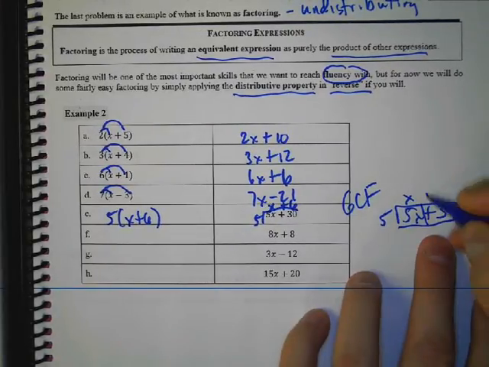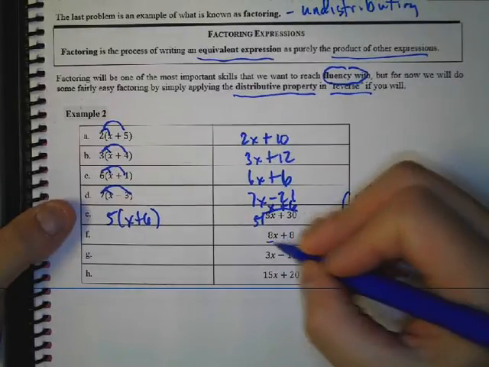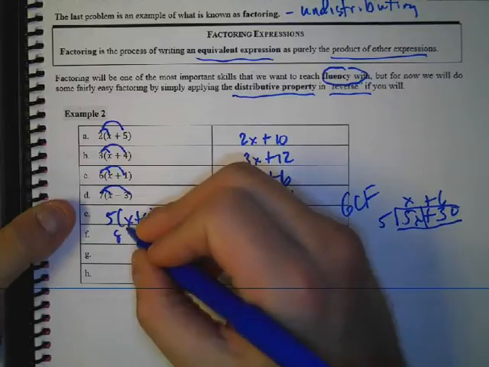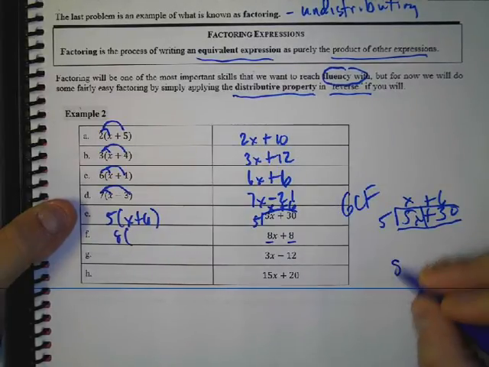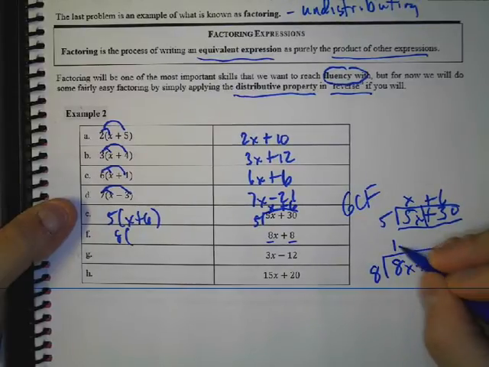Right? Next one. They both have 8s, so I can take an 8 out. And if I take an 8 out, careful on this one. Here's 8x plus 8. 8, this is 1x plus, and you have to put a 1 there, so plus 1. So this will be x plus 1.